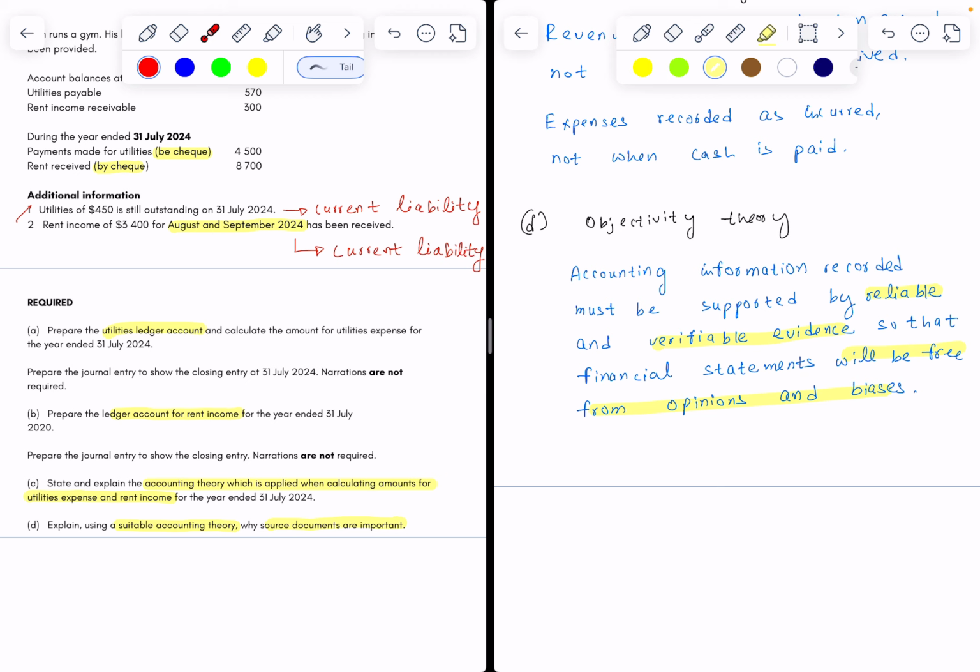And this is also done for the fact that you don't want your expenses to be too high as well, because there is a source document which justifies why some specific amount which you have incurred for expense has actually taken place, right? So therefore, you want to make sure that all your information is supported by reliable and verifiable evidence, so that the financial statements are free from any kind of fraud or opinions and biases of people who may want to manipulate the statements for personal interests, okay?